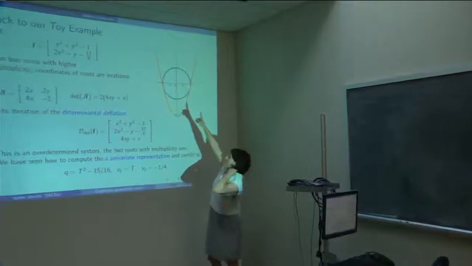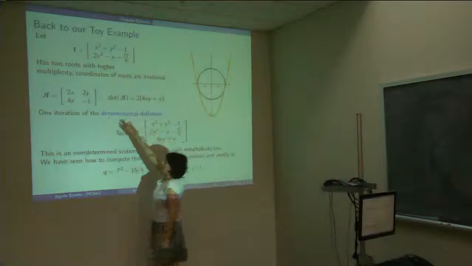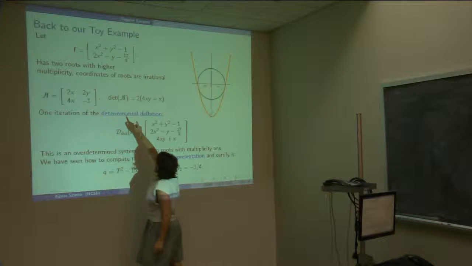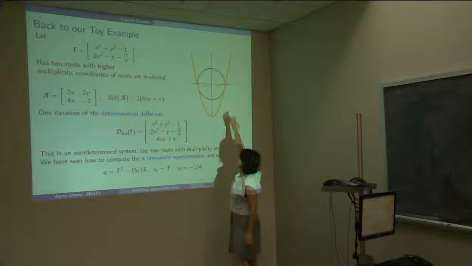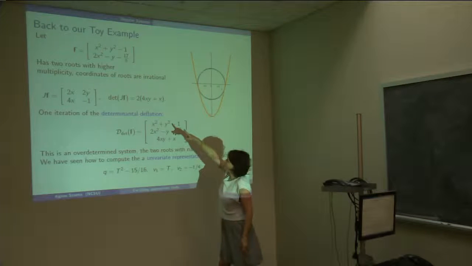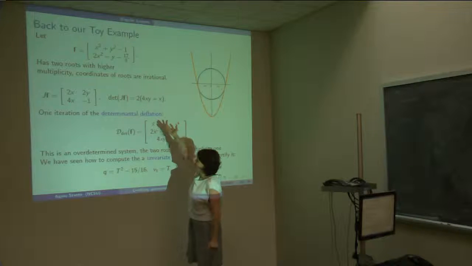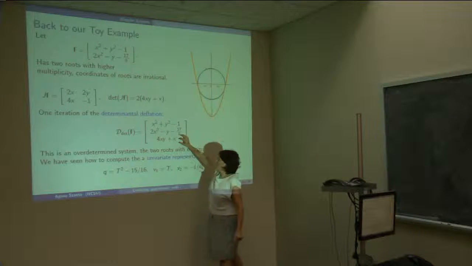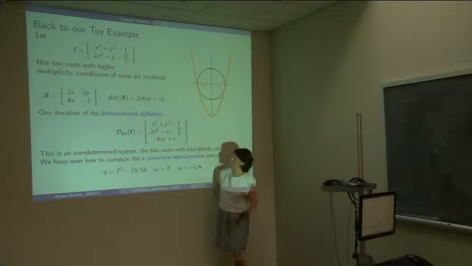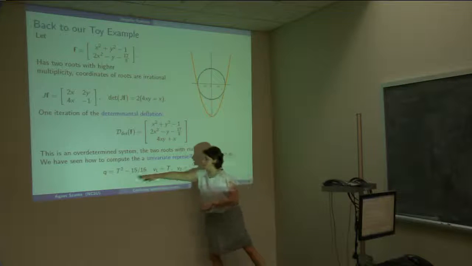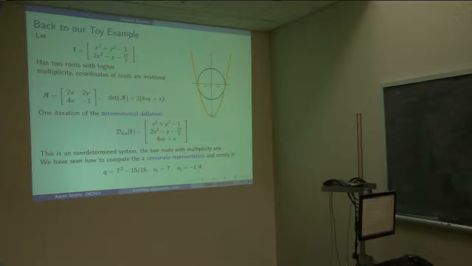So here is how we got this system. We started with the intersection of the circle and the parabola, and then you look at the Jacobian, and you notice that if you have approximations of these points, the determinant of the Jacobian is more or less 0, and so you add the determinant, just a single determinant of the Jacobian. And we already saw how to compute a rational representation and how to certify that.